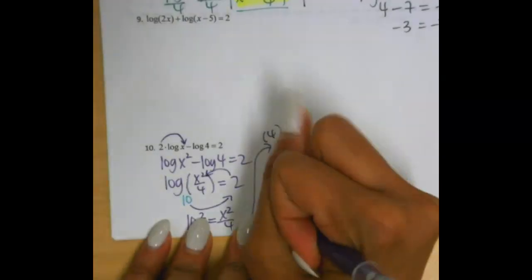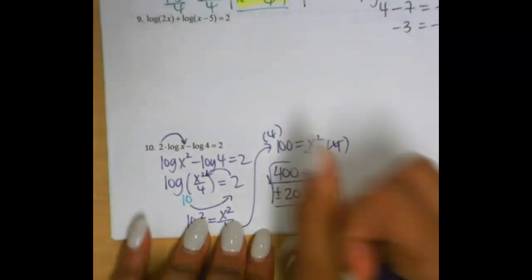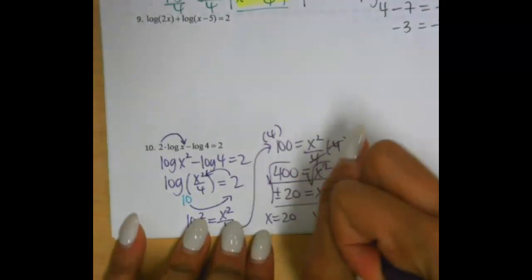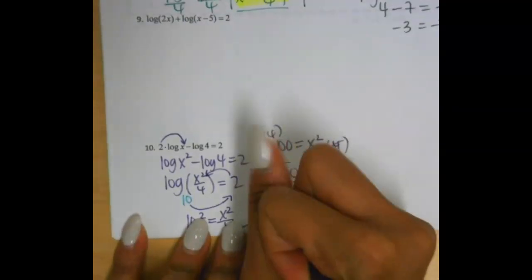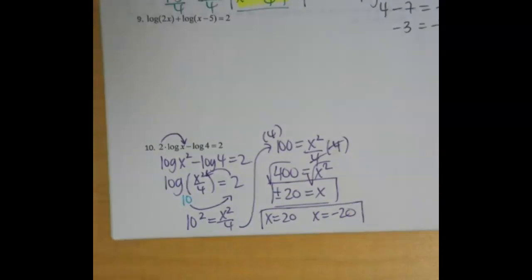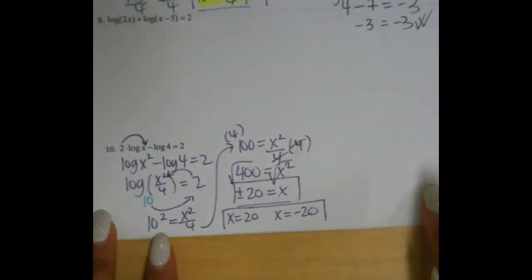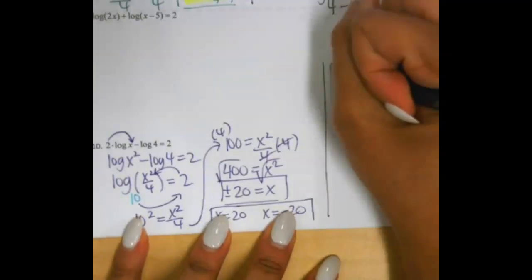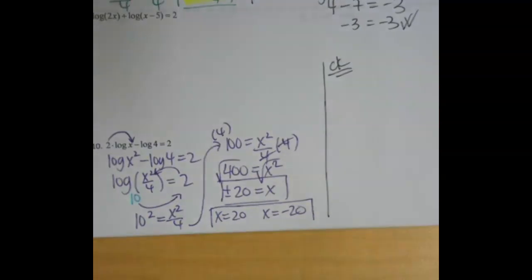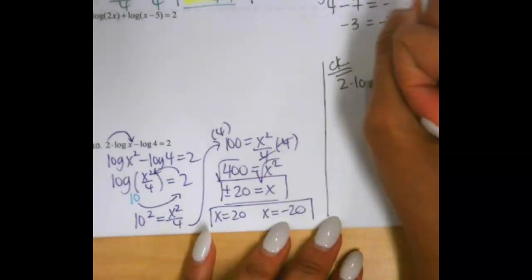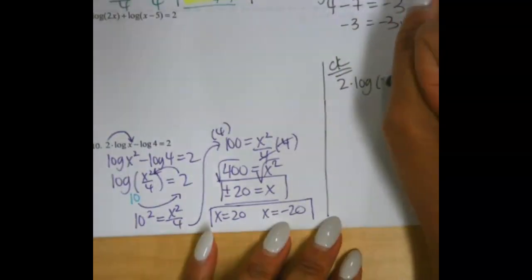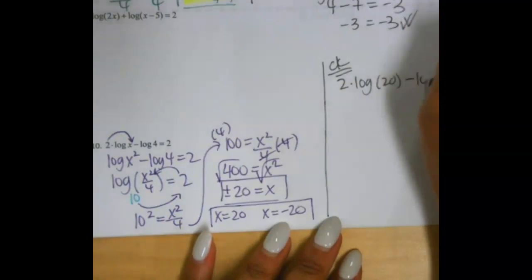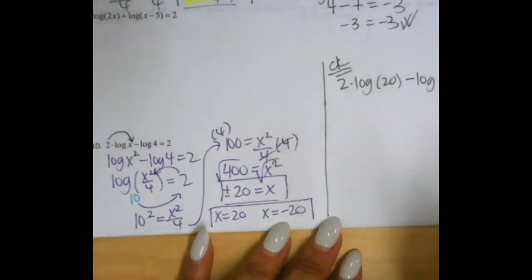That's your x. So guys, I want you to consider here there's 2 answers. X equals positive 20 and x equals negative 20. Those are technically your 2 answers. I want to check both of them. So over here to the side, we're going to go ahead and check. I'm going to make this 2 times common log of, we'll use the first one, which is 20, minus common log of 4 equals 2.